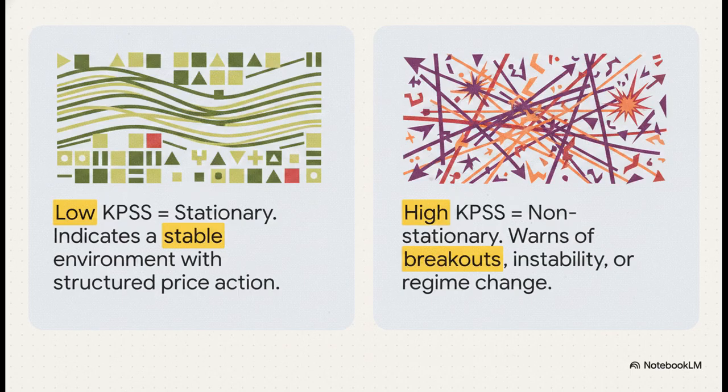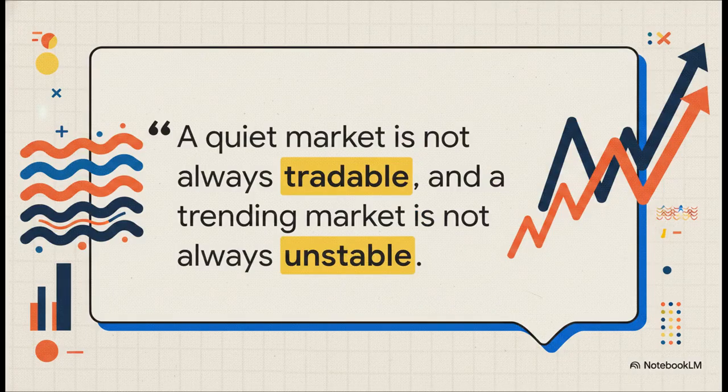So just remember, a low reading means the market is behaving itself, while a high reading signals chaos or massive expansion. It really all boils down to this absolutely crucial insight. A quiet market is not always tradable, and a trending market is not always unstable. This indicator measures actual mathematical consistency, which completely saves you from misreading the underlying structure. It adds this incredible layer of statistical market analysis that answers a very simple question. Is the market behaving in a stable way that actually fits your specific trading strategy? It's a total game changer.